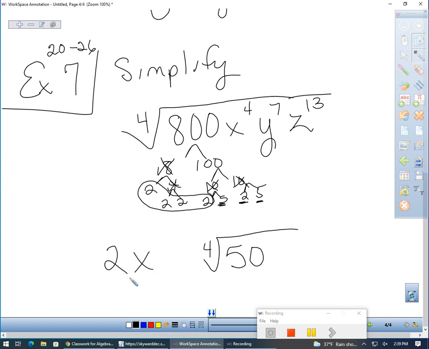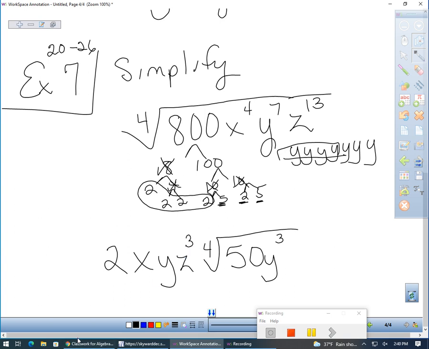I have y to the 7th. Right, if I have 1, 2, 3, 4, 5, 6, 7 y's, I have a group of 4 right there. They get to come out as 1 y. That means I have 3 left over without a friend. I have to stay home. And then my z's, if I have z to the 13th, that means I can take z to the 3rd, right? Because that's 12 of them. And then there should be a z left over at home.